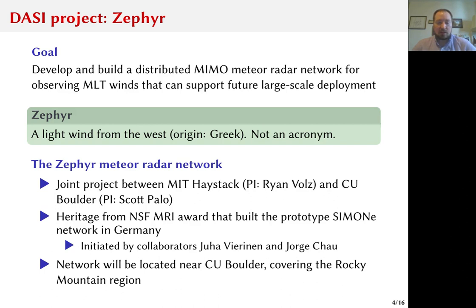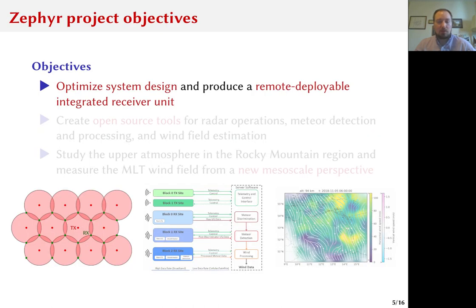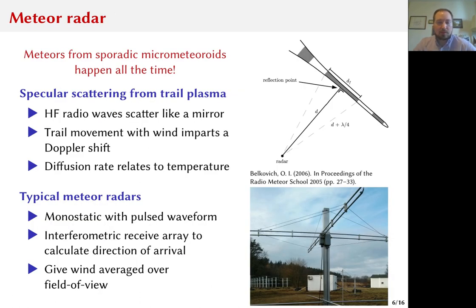We have heritage from an NSF MRI award that built the prototype Simone network in Germany, which was initiated by our collaborators on this project, Juha Vierinen and Koki Chau. And the network that we're building specifically for this DAISY project is located near CU Boulder and covers the Rocky Mountain region. So I'm going to go over a few different objectives of this project. The first is to optimize system design and produce a remote deployable integrated receiver unit. But first, before I really talk about the system design, I have to talk about the techniques involved.